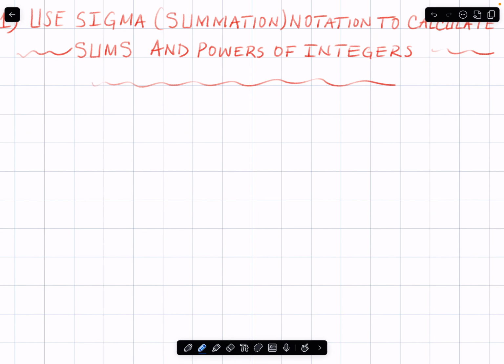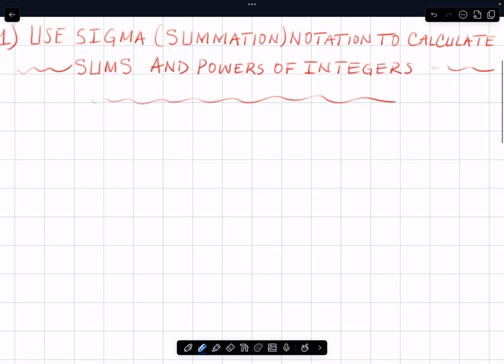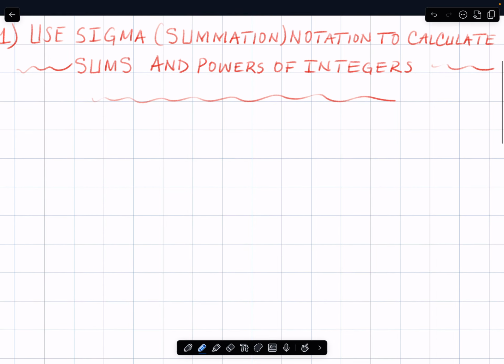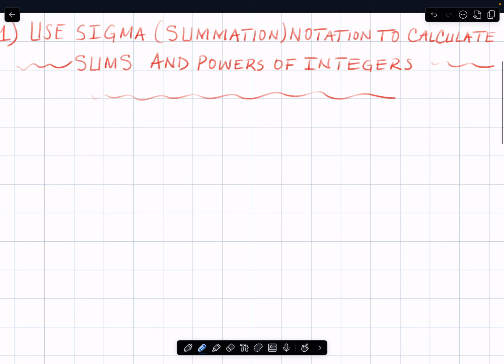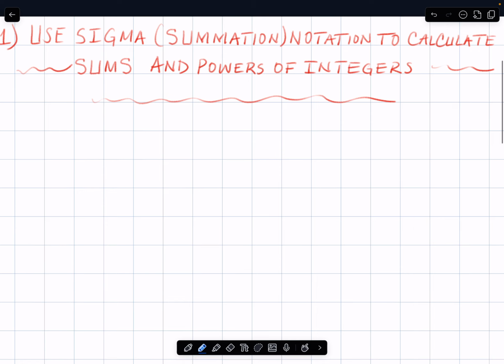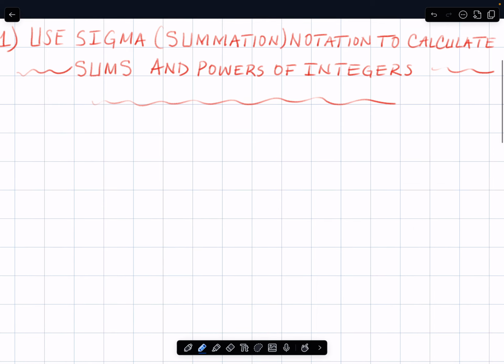Alright, guys, in today's video, we'll be talking about the first section of the entire book of Calculus 2, and we'll be talking about part of the approximating area section.